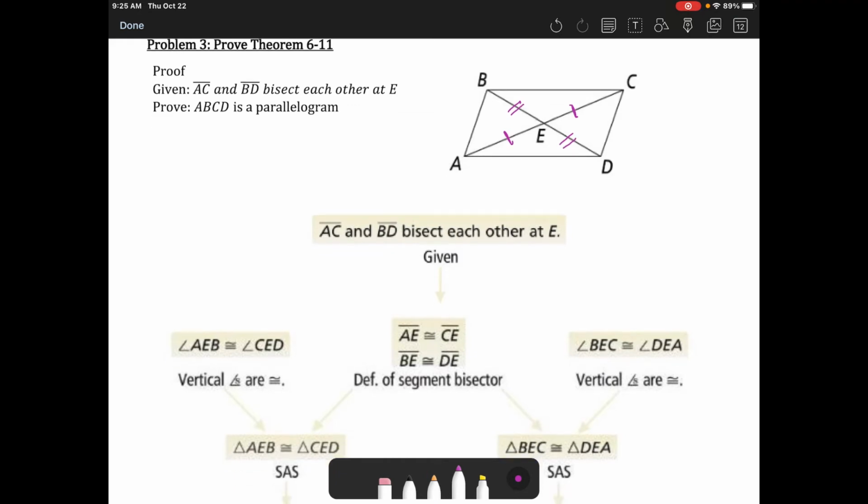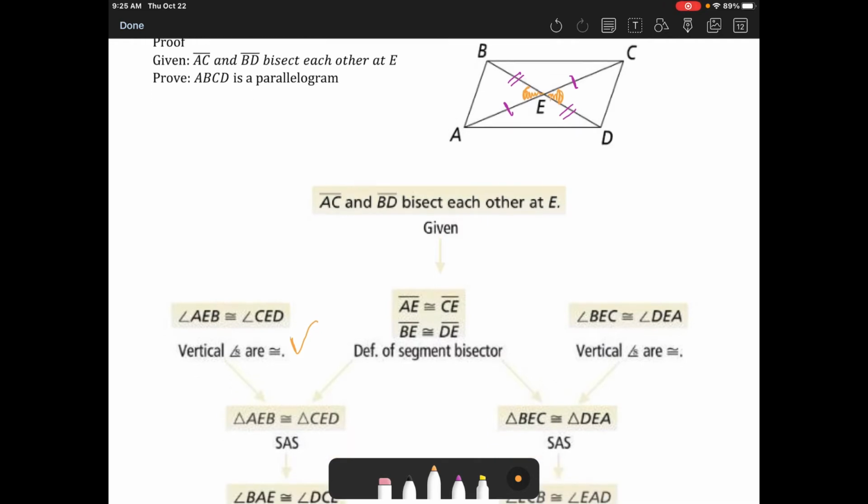Okay? Let us take a look here. Angle AEB, which is right here, and CED, which is right here, are vertical angles. And so, by side angle side, these two triangles are congruent.